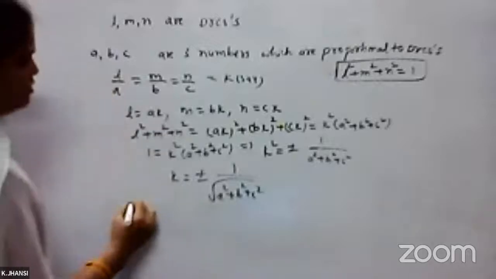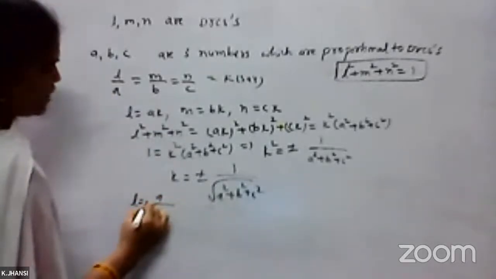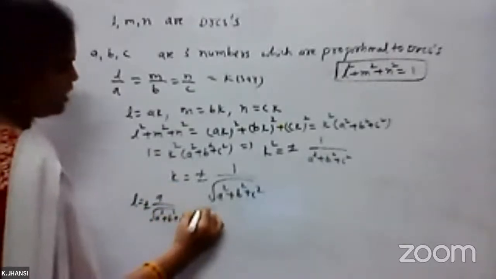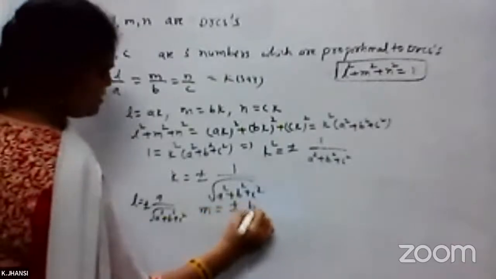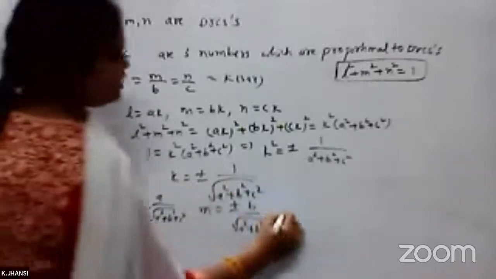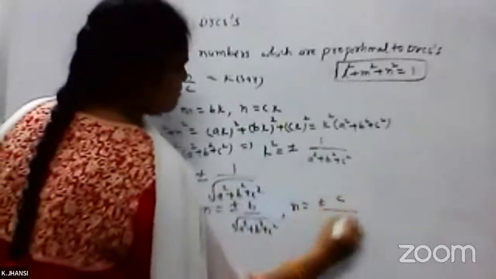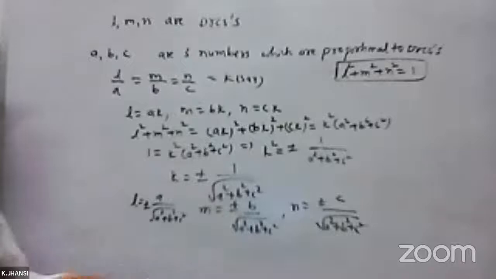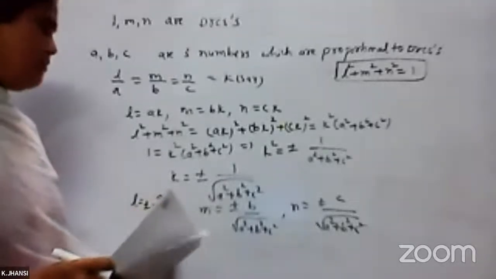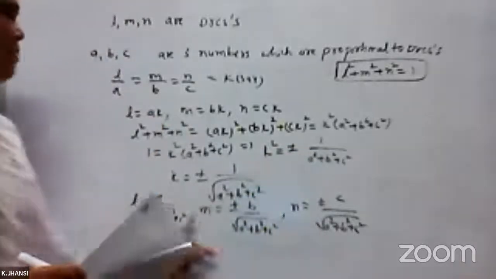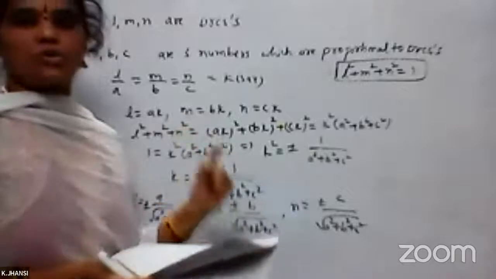Whenever you substitute this k value, l equals plus or minus a by under root of a square plus b square plus c square. And m equals plus or minus b by under root of a square plus b square plus c square. And n equals plus or minus c by under root of a square plus b square plus c square. So this is the relation between them: a, b, c are the direction ratios, and l, m, n are the direction cosines. You have to remember this one.